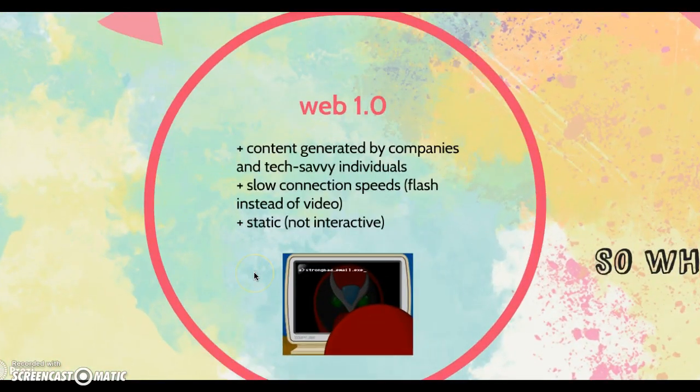And then just really quick, to compare what the internet was before. The content was generally generated by companies or tech-savvy individuals. The connection speeds were really slow, so we had Flash instead of video. YouTube was not prevalent during this time, and web pages were static, so you couldn't really interact with them. Everybody basically saw the same web pages, no matter what.